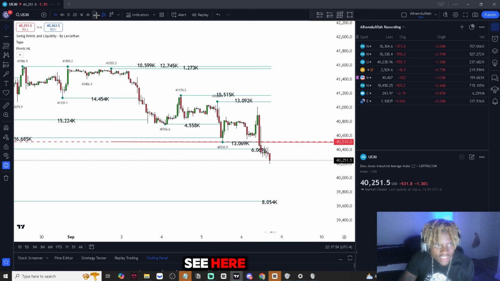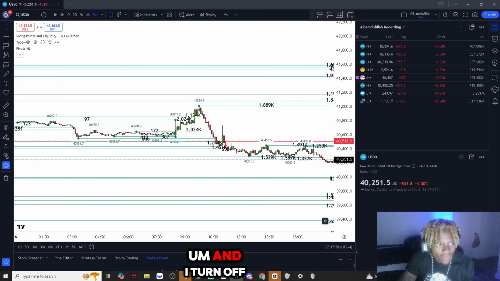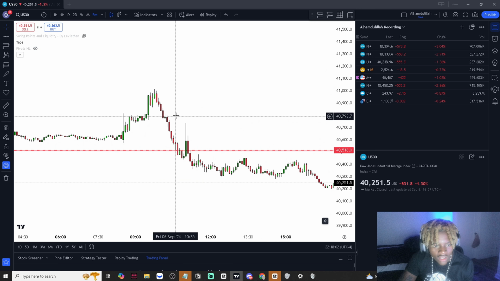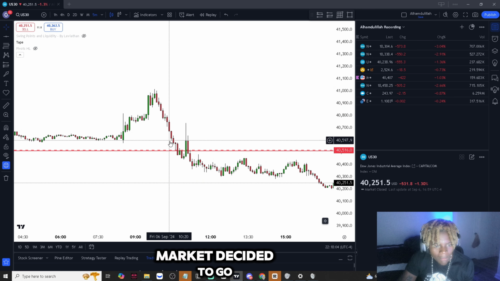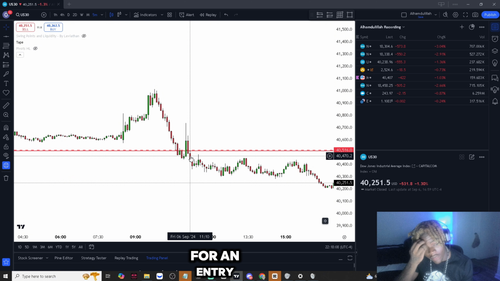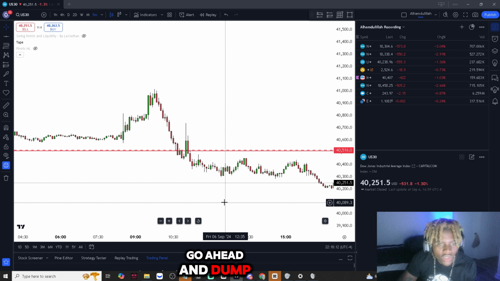And as you guys can see here, even if I scale down to an even smaller time frame, and I turn off my indicators so you can see it clearly, you'll be able to see here, boom, the market decided to break out. You would have been able to get in for an entry, and then price decided to create some structure and then dump back down.